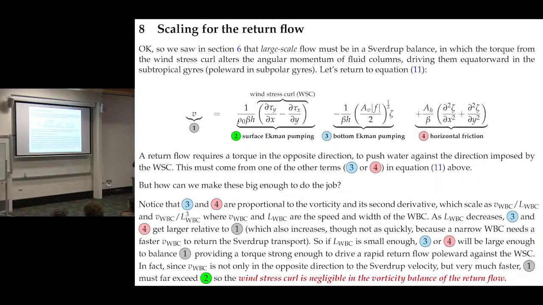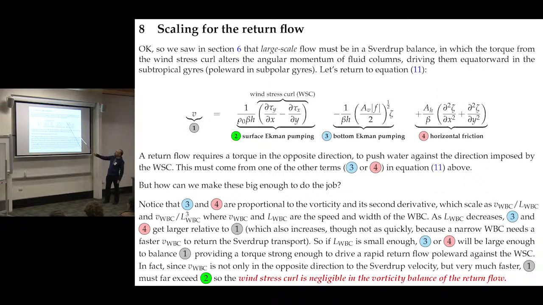Okay. So that's all well and good, but we need to somehow work out how the water gets back to where it started from. And so we need to scale that vorticity equation and find out how to get these terms big enough to produce the flow this way. Because the wind stress is pushing the water the wrong way, we need to have, well, the wind stress curl, we need to have these terms somehow become larger in some region of the ocean, large enough to push the water back the other way.